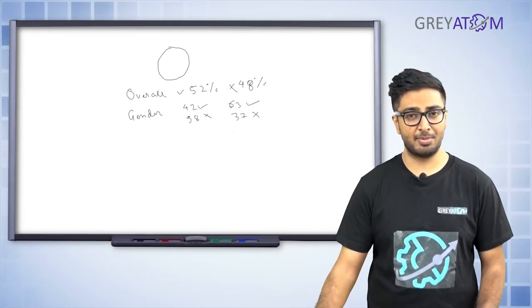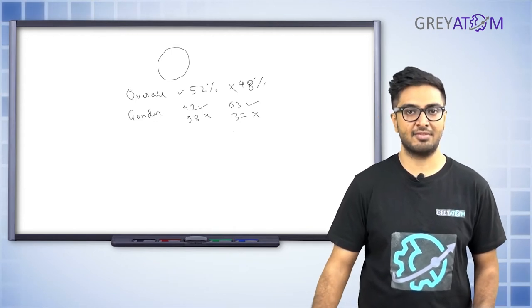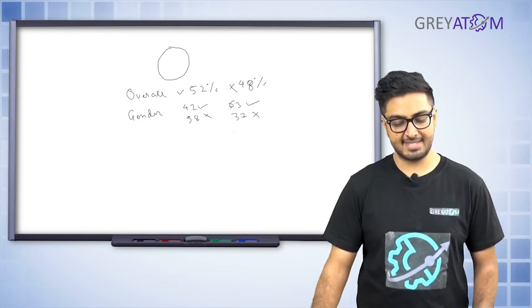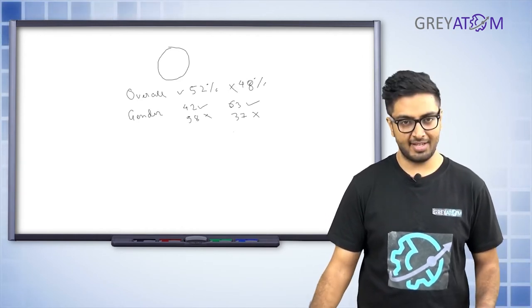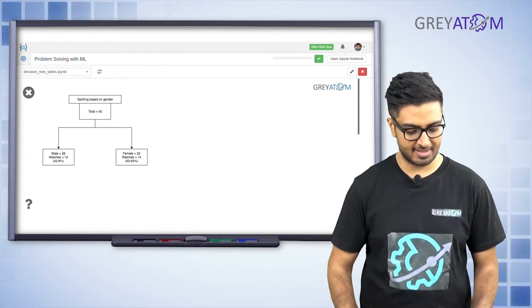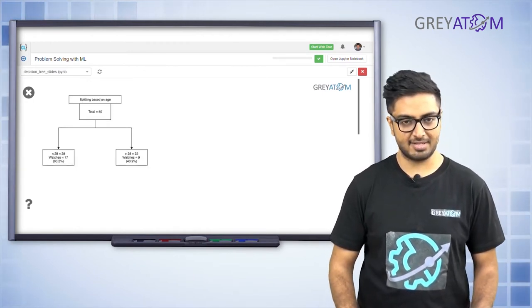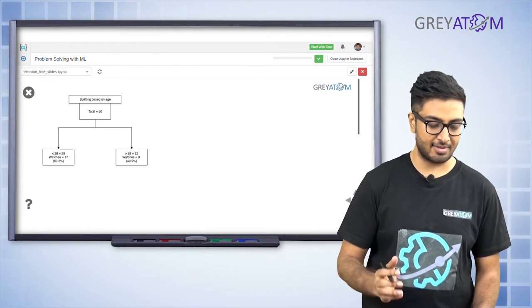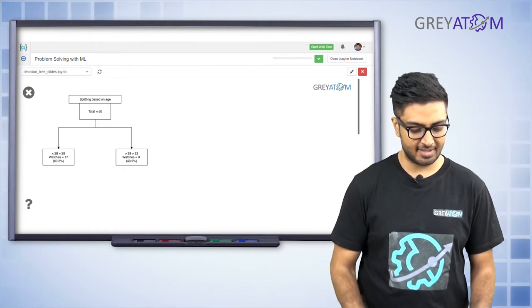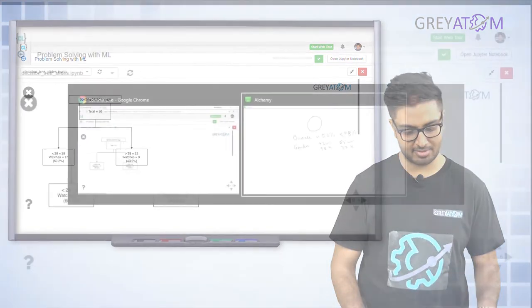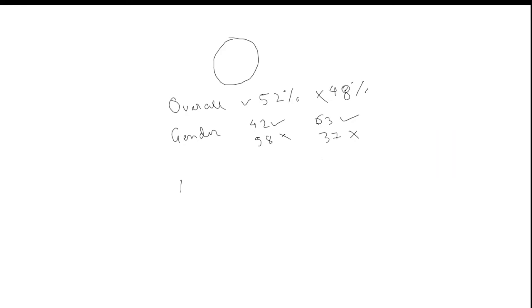So among males, 42% have watched the movie, so 58% of the males have not watched the movie. Among females, 63% have watched the movie, 37% have not watched the movie, right? Fairly intuitive. There's nothing much rocket science here, so let's now go ahead and see how the split based on age looks. So age 62, if your age is less than 28, then 60% of them have watched the movie. If your age is greater than 28, then 40% of them have watched the movie, right? So 60, 40, 40, 60.